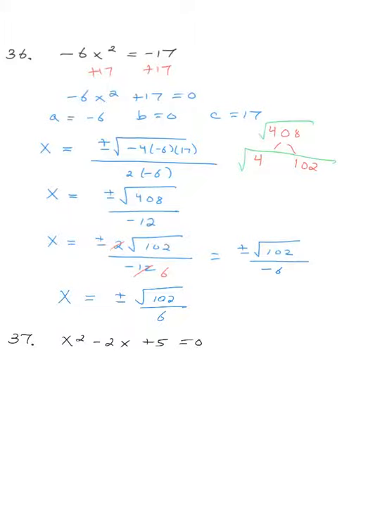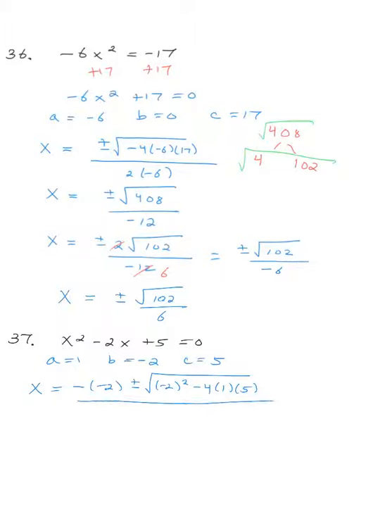All right, this one's set up nicely for us where a is equal to 1, b is equal to negative 2, and c is equal to positive 5. So my solutions are negative negative 2, plus or minus the square root of negative 2 squared, minus 4 times a times c, which is negative 4 times 1 times 5, all divided by 2 times 1. So let me simplify this. Okay, we get 2 plus or minus the square root of negative 16 all over 2.